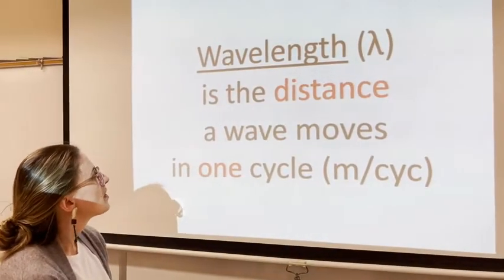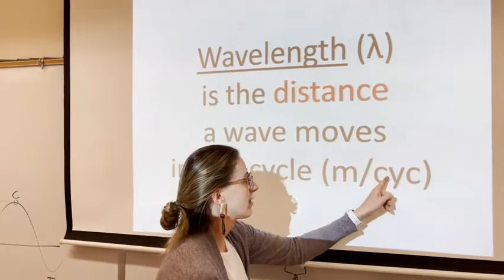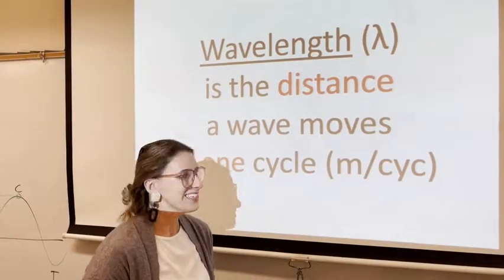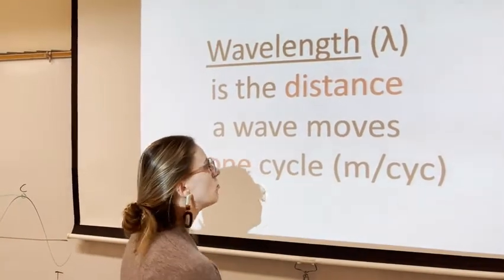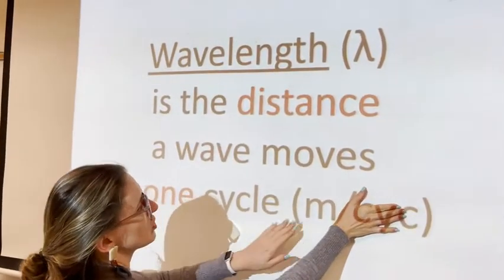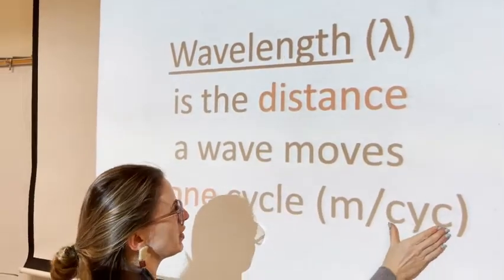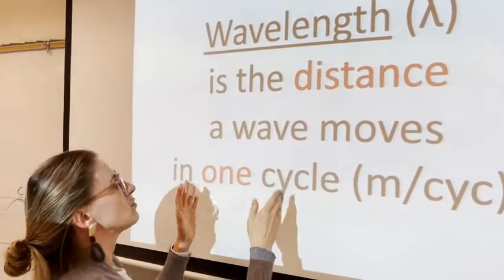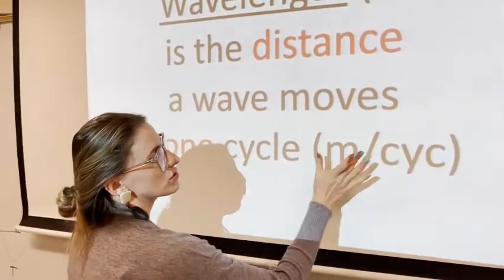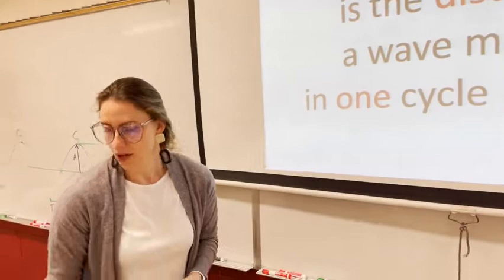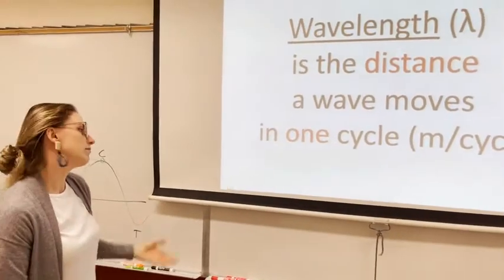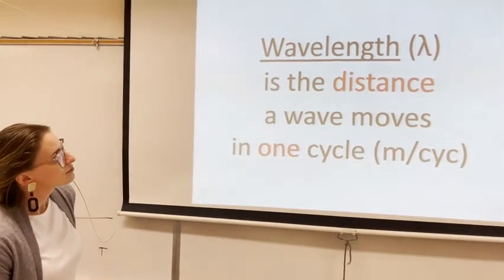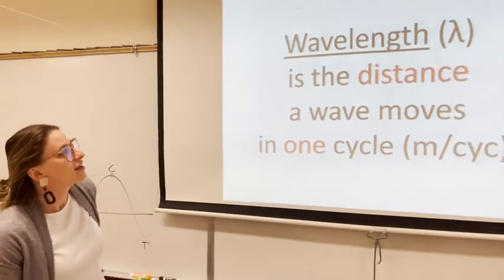And then the units here. We have meters per cycle, which is accurate. However, we will oftentimes drop the cycle and just use meters, because the definition of the wavelength is one cycle. So it's a little redundant, and we will just use meters most of the time. If you put cycles in there, no harm, no foul. Well, it's good in calculations, because if the units come out, you did it right.